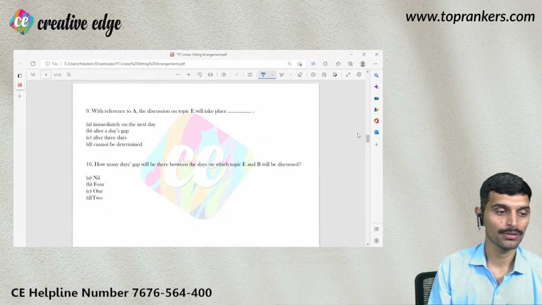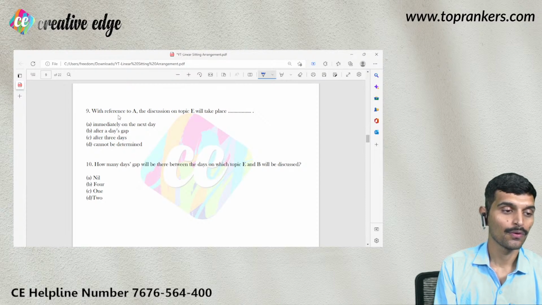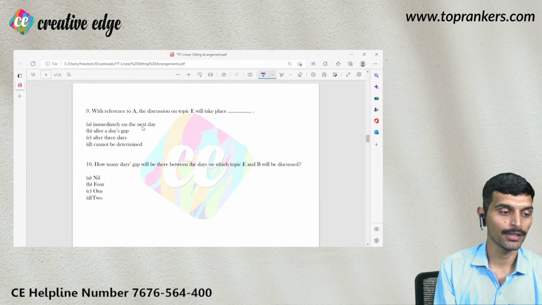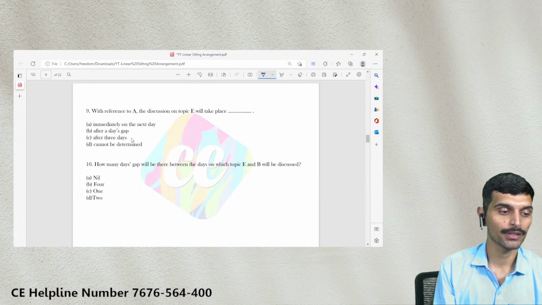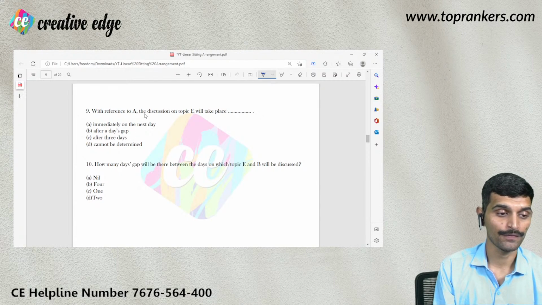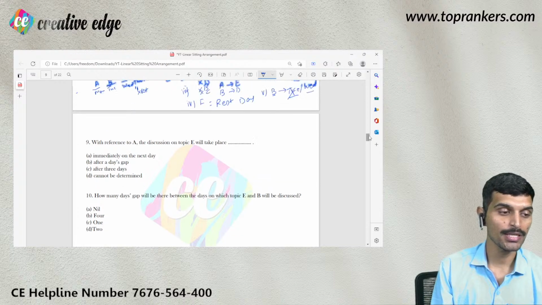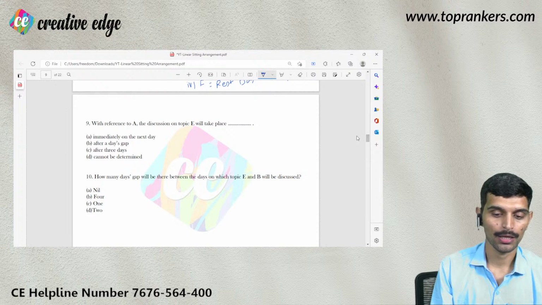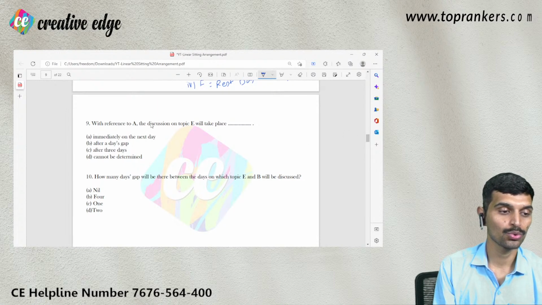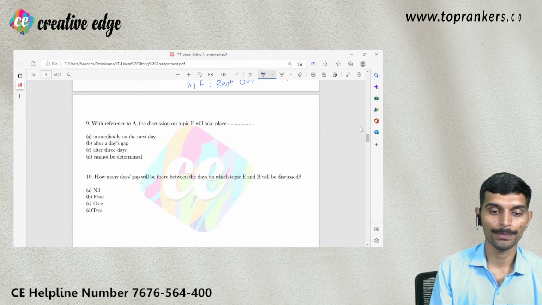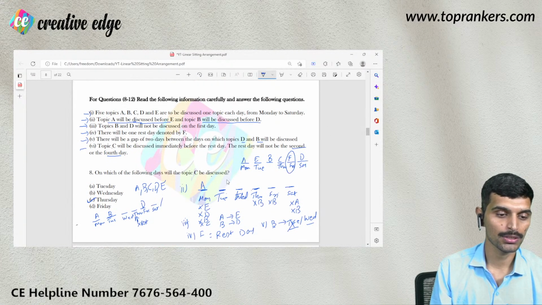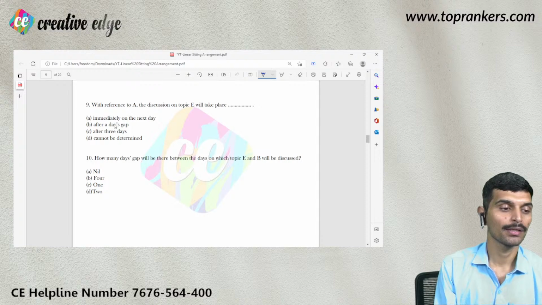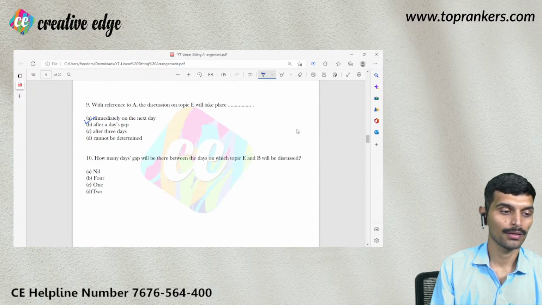Let's move to the next question. With reference to A, the discussion on topic E: is it immediately on the next day, after a day's gap, after 3 days gap, or cannot be determined? It has to be option A. With reference to A, the discussion on topic E is immediately the next day, right?